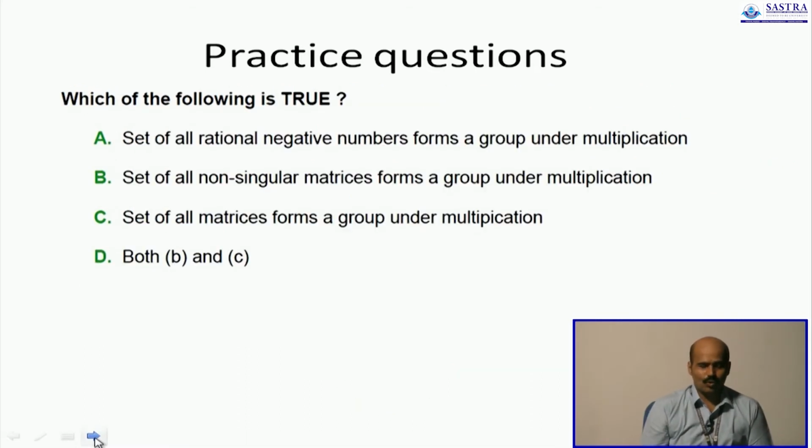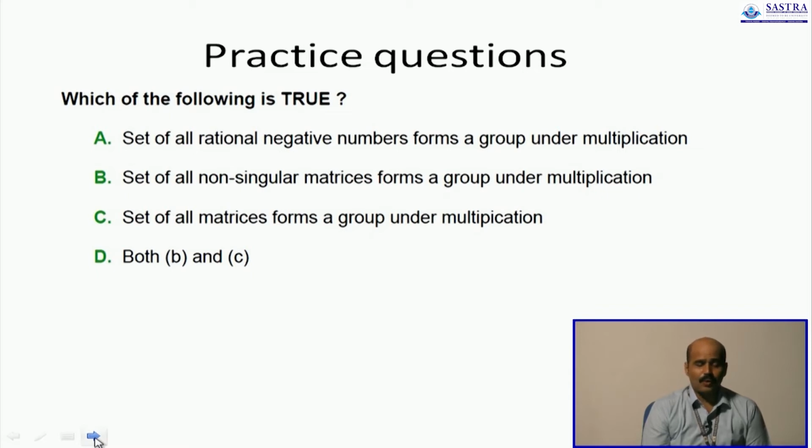And now we have a true or false kind of a question. We have three statements before us and we are trying to find out how many of them are true. A: The set of all negative rational numbers forms a group under multiplication. B: Set of all non-singular matrices forms a group under multiplication. And statement C says set of all matrices forms a group under multiplication. Okay, let us try and solve this now.